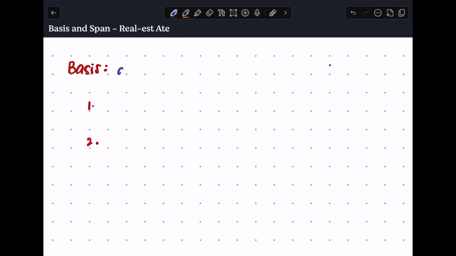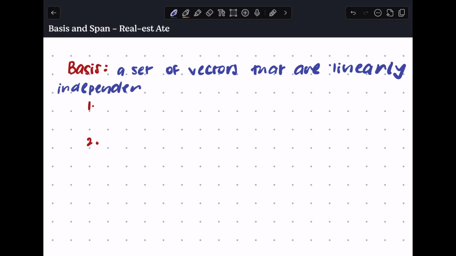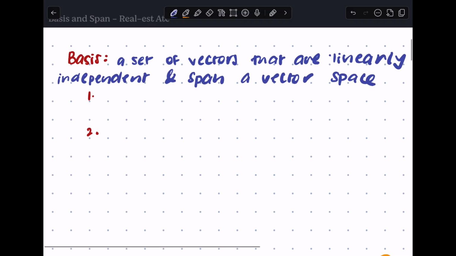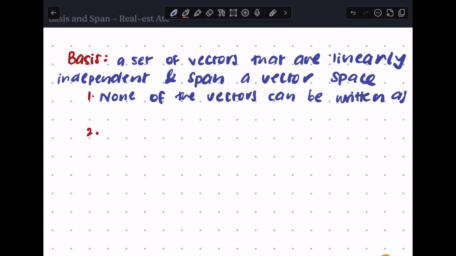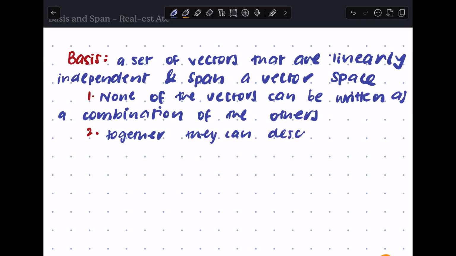Let's see how basis and span can help us represent real apartments as vectors and how we can tell if our sample truly captures the diversity of the housing market. A basis is a set of vectors that are linearly independent and span a vector space. That means two things. One, none of the vectors can be written as a combination of the others, and two, together they can describe every possible vector in that space.